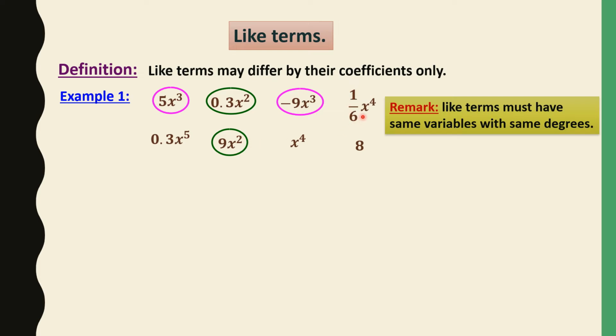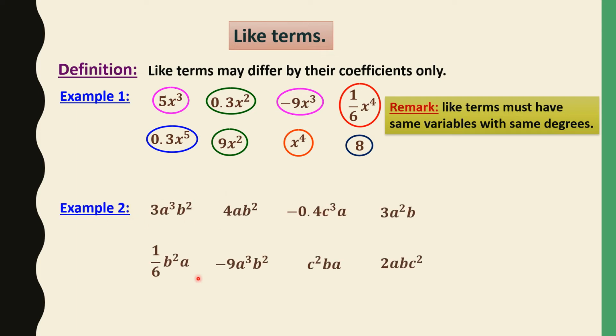Now, 1/6 x exponent 4, and of course, x exponent 4. They are two like terms. They have different coefficients. The first has 1/6, and here we have 1, invisible 1. So 1/6 x exponent 4 and x exponent 4 are two like terms. 0.3 x exponent 5, of course, we cannot find a like term to it, so it's by itself. Also, 8 is a constant. We cannot find a like term.